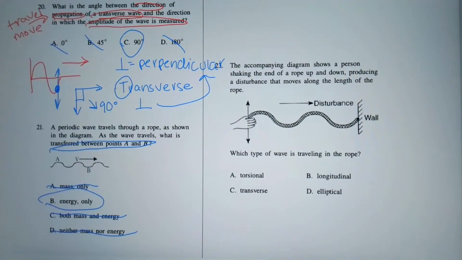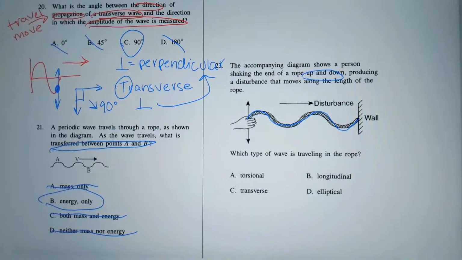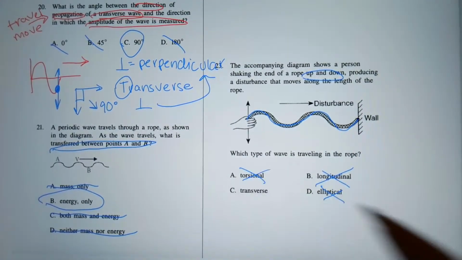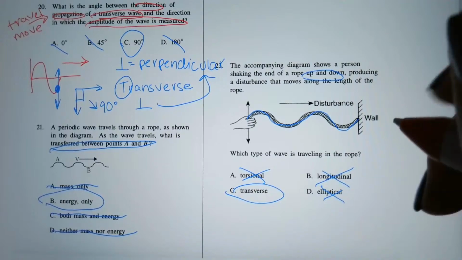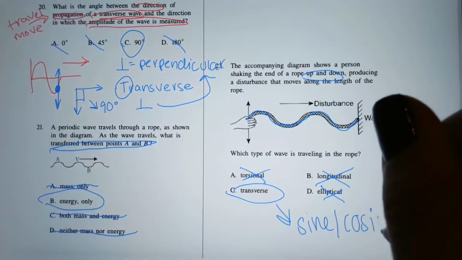The accompanying diagram shows a person shaking the end of a rope up and down, producing a disturbance that moves along the length of the rope. What type of wave is traveling in the rope? So again, the keywords are up and down. Remember, a longitudinal wave will be left and right. Elliptical and torsional don't even make sense. So here we have a transverse wave. Remember, these are the ones that look like sine or cosine curves on a graph.